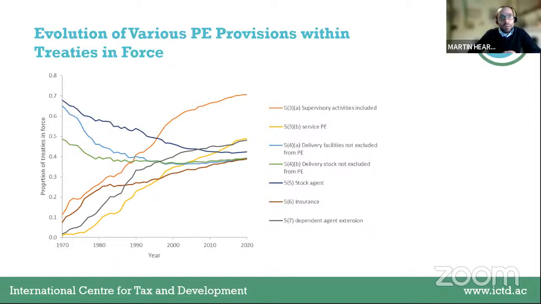So you can see that although, as I showed earlier, looking across all the different things we code, permanent establishment definitions are becoming more expansive and more source-based, there's a different trend for different elements of the permanent establishment definition. Next slide, please.